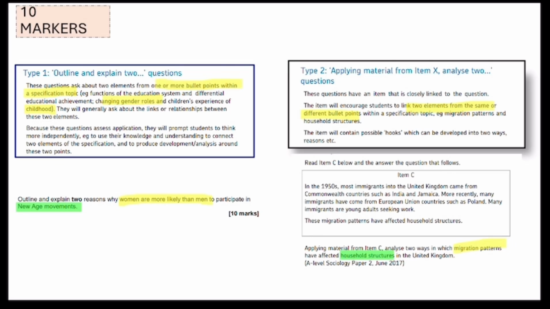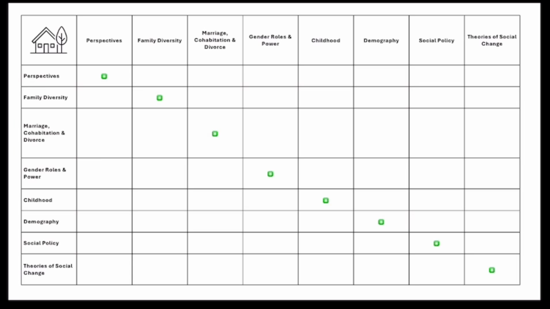So I've come up with a matrix that you might want to use that will enable you to revise and practice potential questions by allowing you to combine 2 topic areas and formulate your own questions that you can practice with your peers. Here's an example of a matrix that you could use. Down the left-hand side, you've got perspectives, family diversity, marriage and cohabitation and divorce, gender roles and power, childhood, demography, policy and theories. Those are all of the topics that you cover if you're doing AQA A-level sociology. And again, it mirrors at the top.